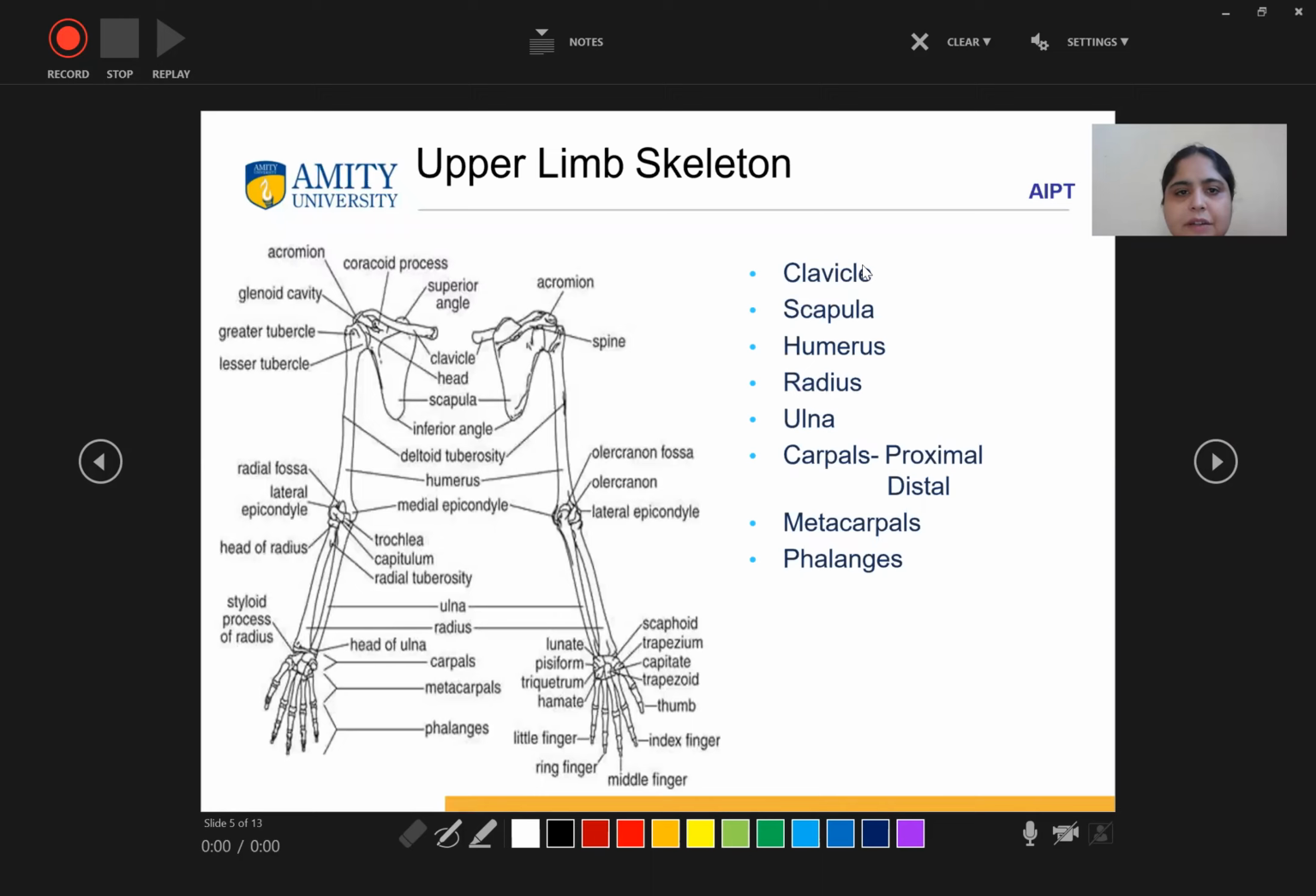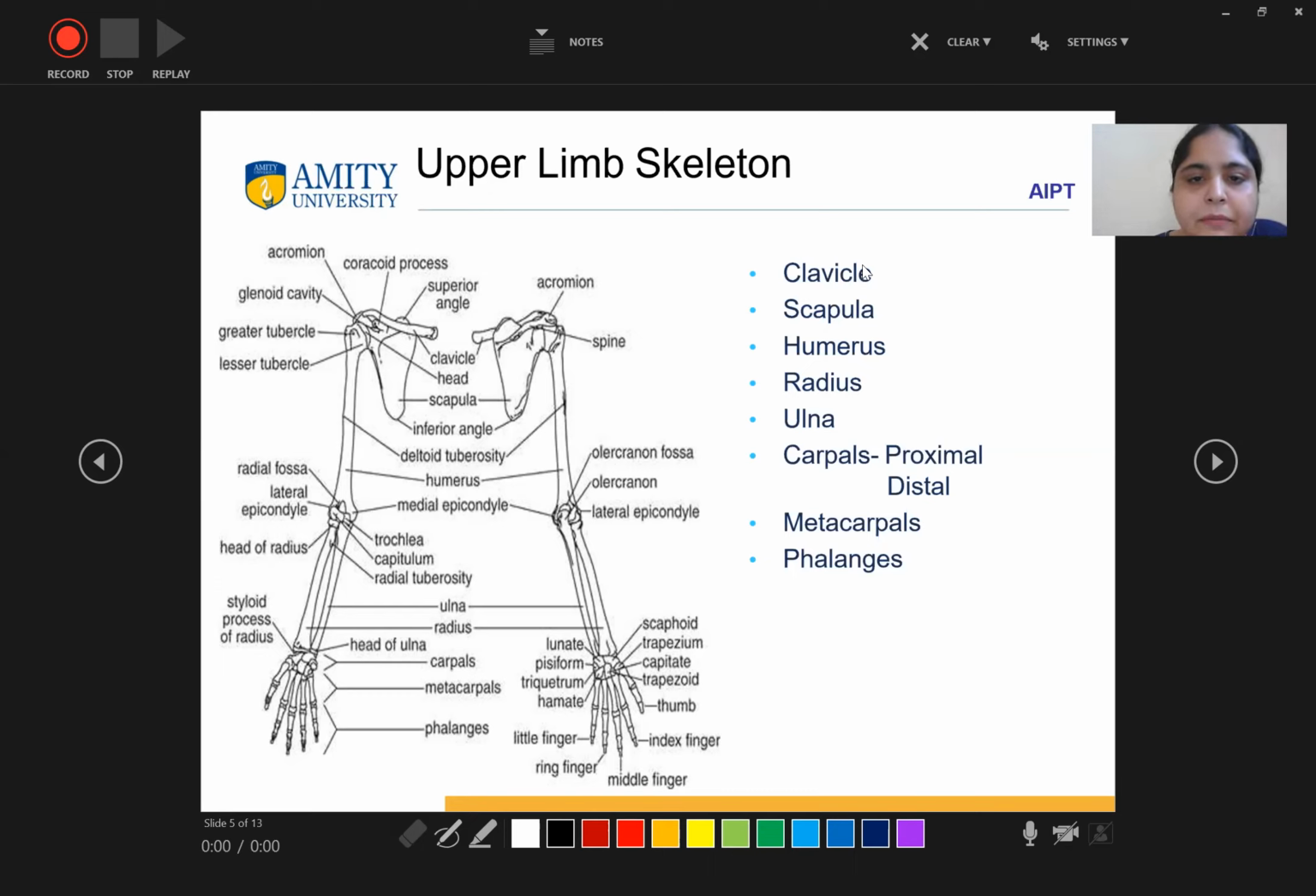The upper limb skeleton consists of scapula, clavicle, humerus, radius, ulna, carpals. In the carpals, there is a distal row as well as a proximal row, then metacarpals and phalanges, as depicted in the diagram given in the pictorial representation.